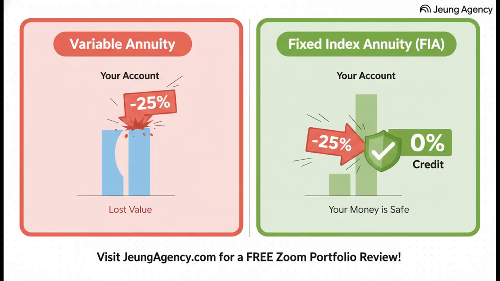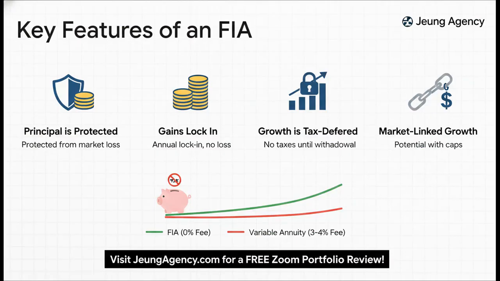So how does this floor work in the real world? This makes it super simple. Imagine the market has a terrible, horrible year. The S&P 500 drops 25%. Now, in that variable annuity, your account is down 25% plus fees. Ouch. But in an FIA, your account is credited with 0%. Now, you didn't make any money that year, but you didn't lose one single dollar of your principal to that market crash. So, number one, your principal is always protected.